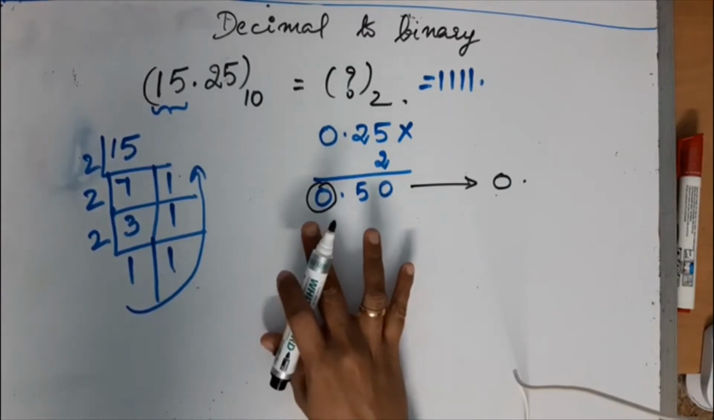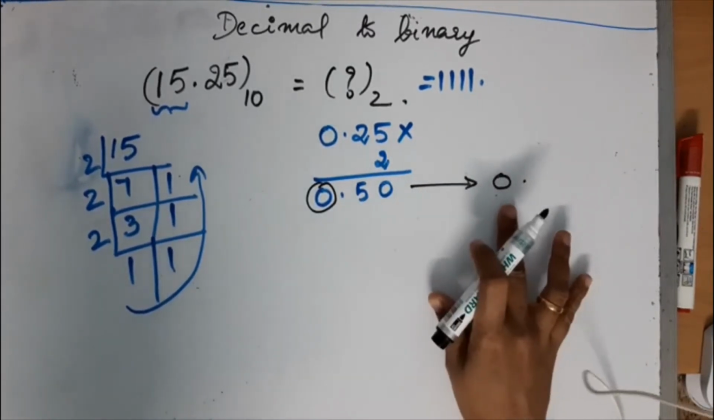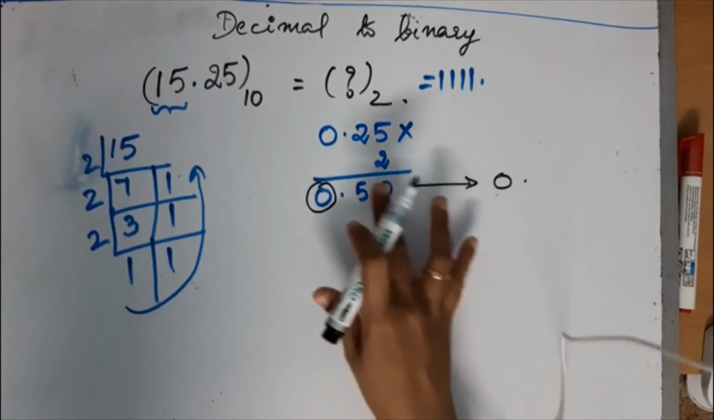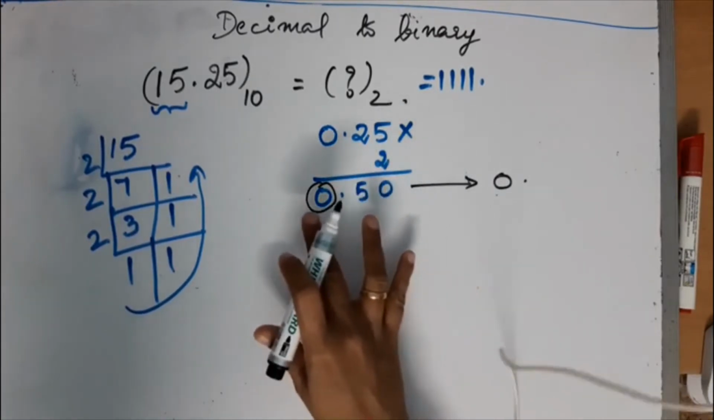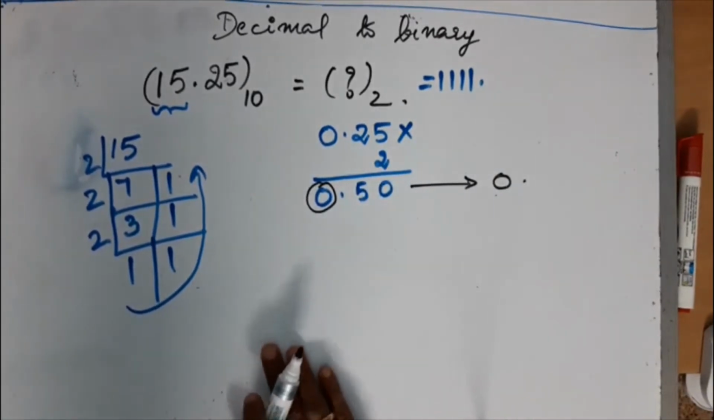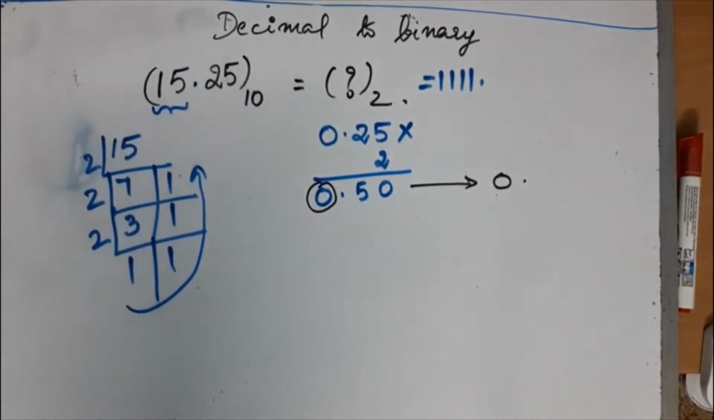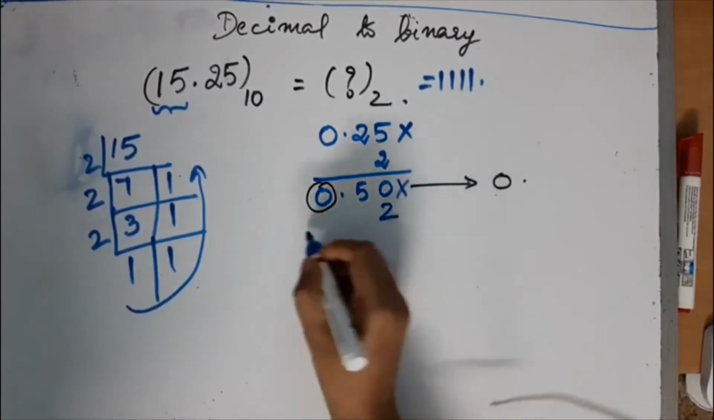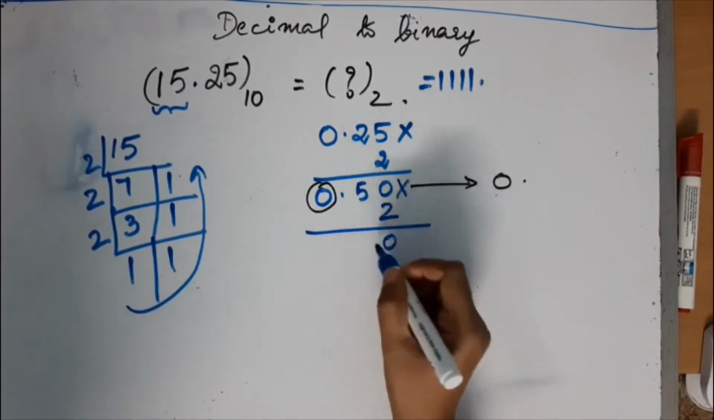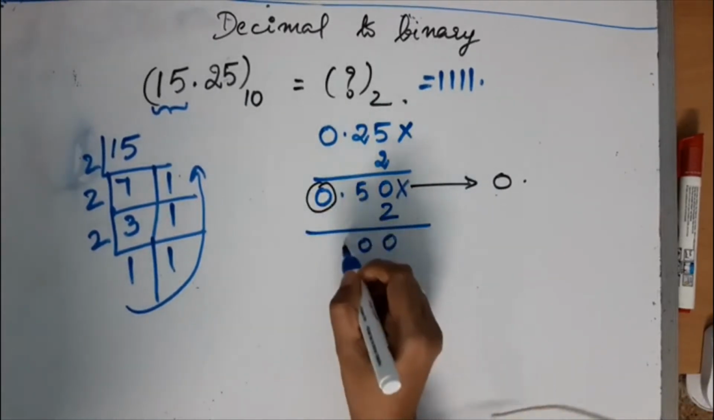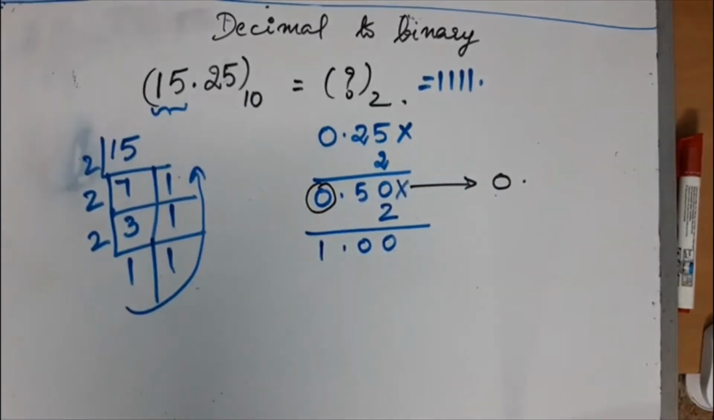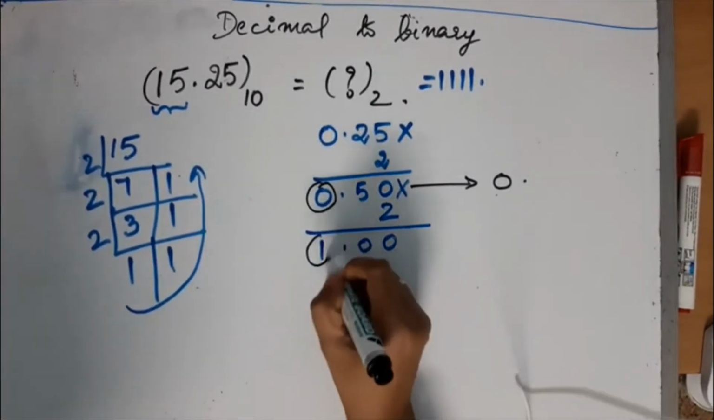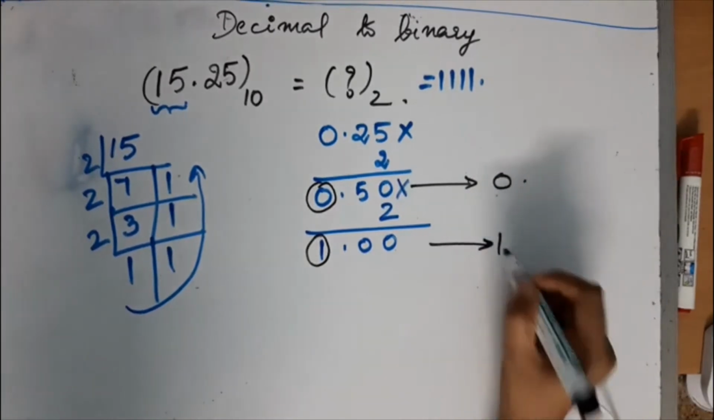So if this is 1, we will remove it to here and multiply only the fraction part, because we have already removed the 1. Here in this case it is 0 itself, so nothing to remove. So again we will multiply with 2, 0.5 into 2, 1.0. So this 1 will come here. So what happens? We will remove this 1 and bring it here.